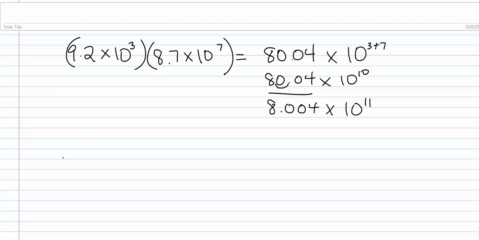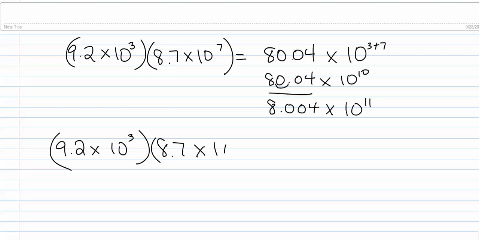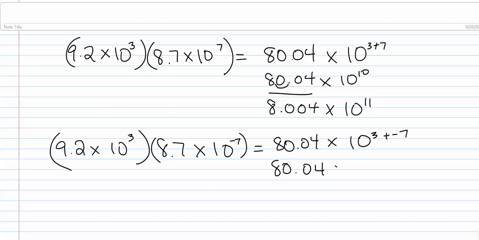Okay, let me do another example. Let me go back to how I had it, but this time I want to get my negative exponent. So I already know that this is going to be 80.04 because I used the same numbers, but this time my exponent is going to be 3 plus negative 7, which is 10 to the negative 4th power. Okay, and just like before, I'm checking this number and I see, oh, this is not between 1 and 10. So I'm going to need to make this smaller, which means, since I only moved it one place, I only need to make my exponent 1 power bigger. Well, what is 1 power bigger than negative 4? It's not negative 5, but it's negative 3.